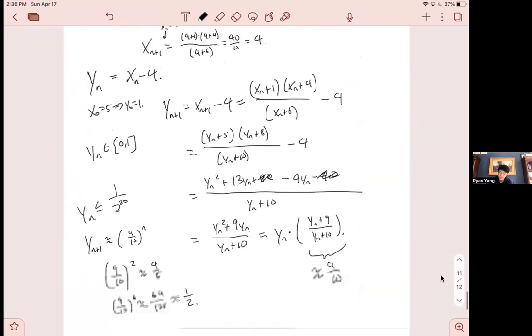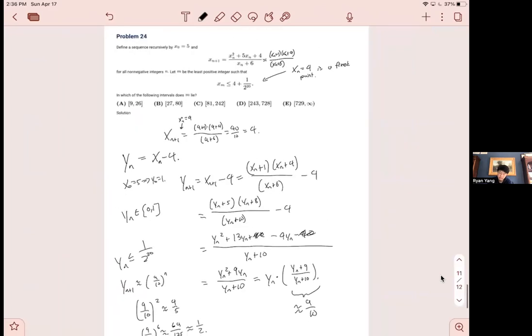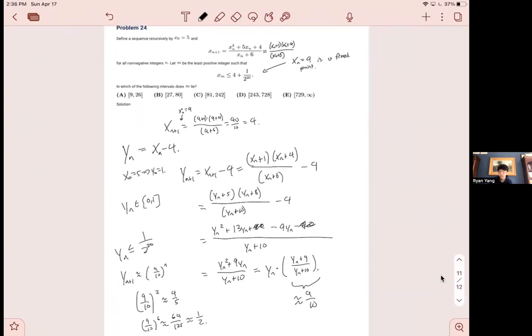So that means that the half-life of y sub n is 6 terms. It takes 6 rounds for y sub n to go down by a factor of 2. And if we have to do that 20 times, that will take 120 rounds. And that is smack dab in the middle of the interval C. And so we can be pretty confident that the answer is C.